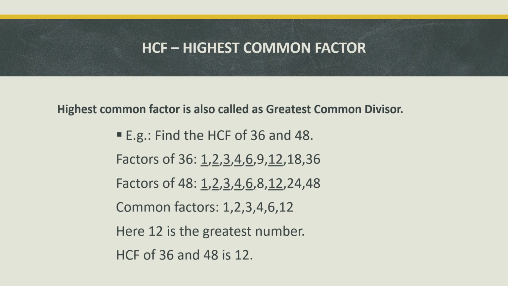So here 12 is the biggest number in the common factors. I will write that in the place of HCF. Hence it is said as highest common factor. Highest means the number which is the biggest, or greatest common divisor.